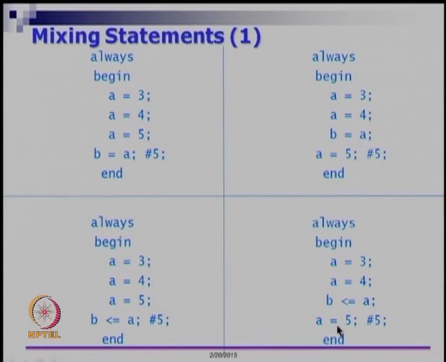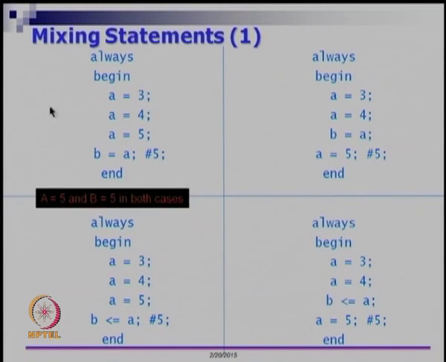So, the key question is, is B supposed to get 5 or is B supposed to get 4? At the time of execution of B, we said remember the value 4, this is going to be assigned to B in the future. So, even if A changes, we said remember the value 4 for B. So, at the end of this always block, B will get 4 and A will get 5.